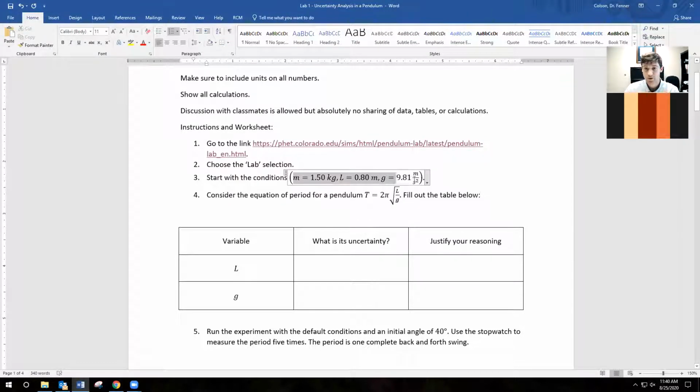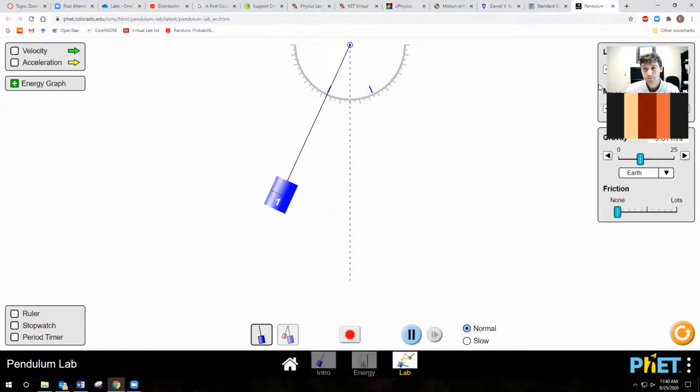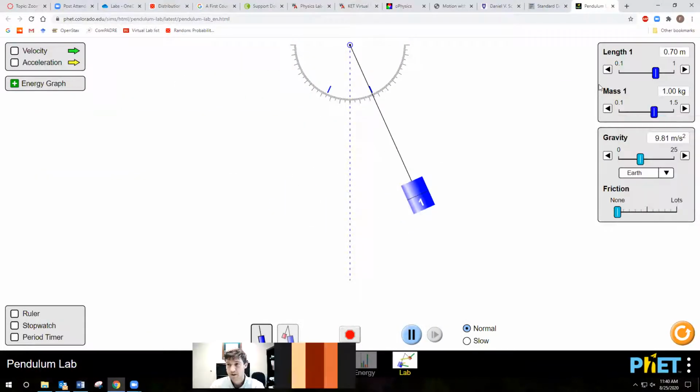And I've prompted with these conditions, so a certain mass on the end of the pendulum, a certain length of the pendulum, and of course nominal gravitational acceleration, 9.81 meters per second squared. And you can change that up here on the right, where we can vary the length. You can see it can change in real time.